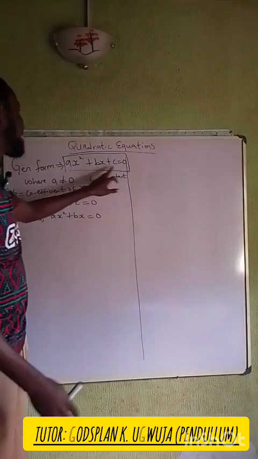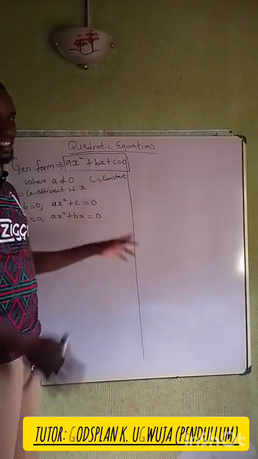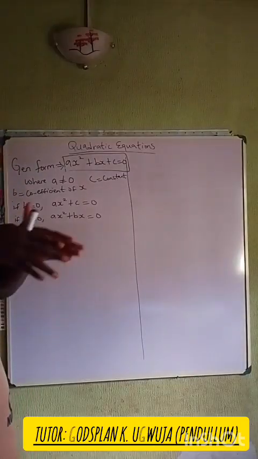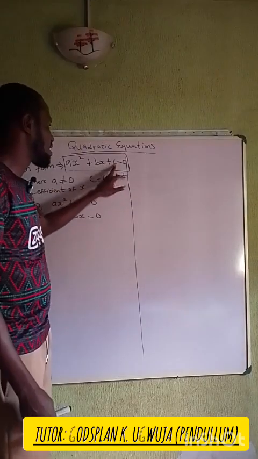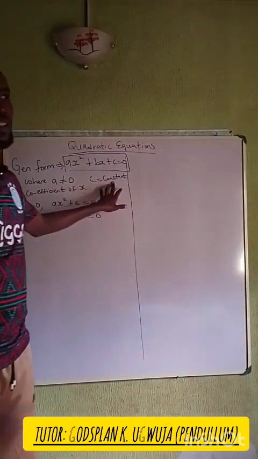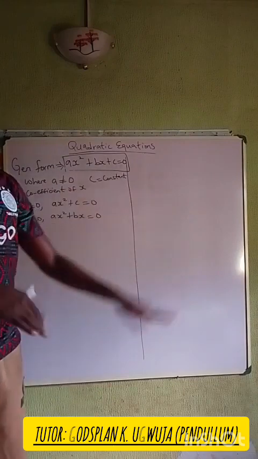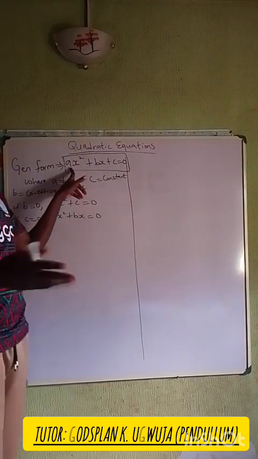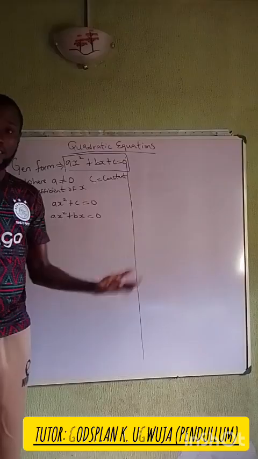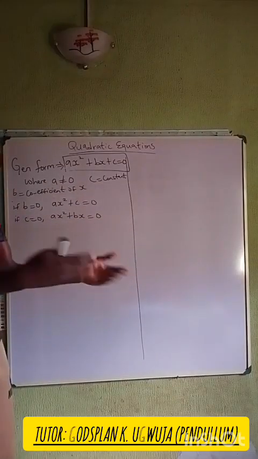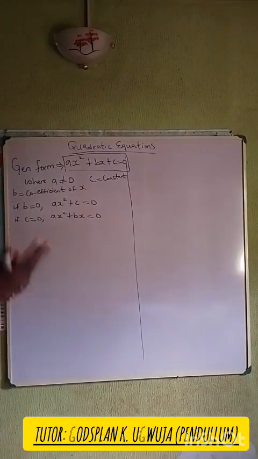But b and c can be 0. b is the coefficient of x, or the coefficient of the single power of our variable, and c is called a constant. c is just a number. Any of these can be positive or negative. a can be positive or negative, so it can be 1, it can be -1, it can be -10, it can be 20. b can also be positive or negative. c can be positive or negative, as we'll see when we take examples.